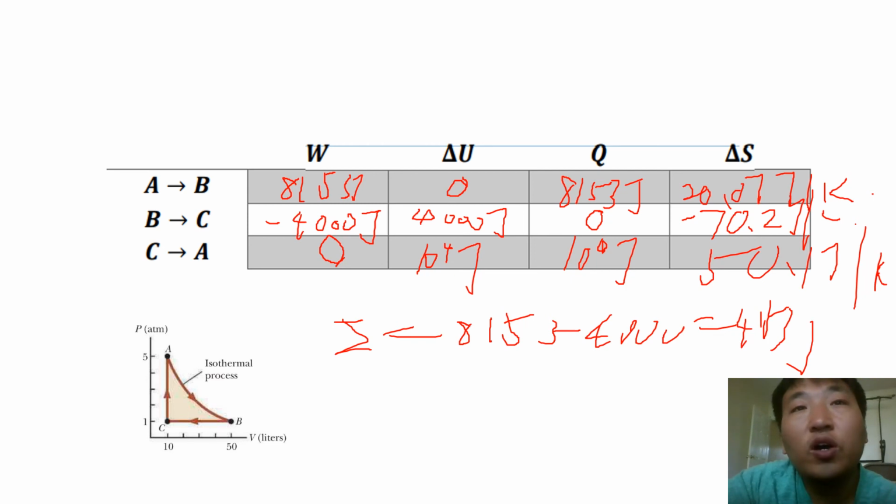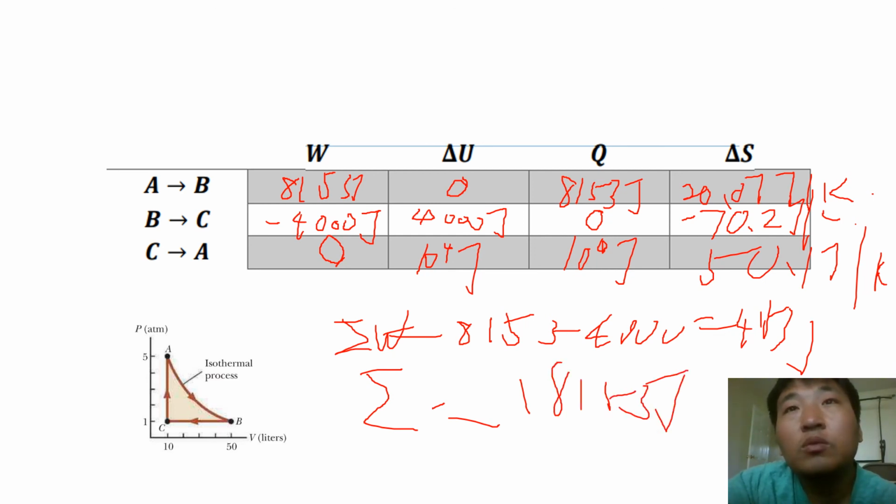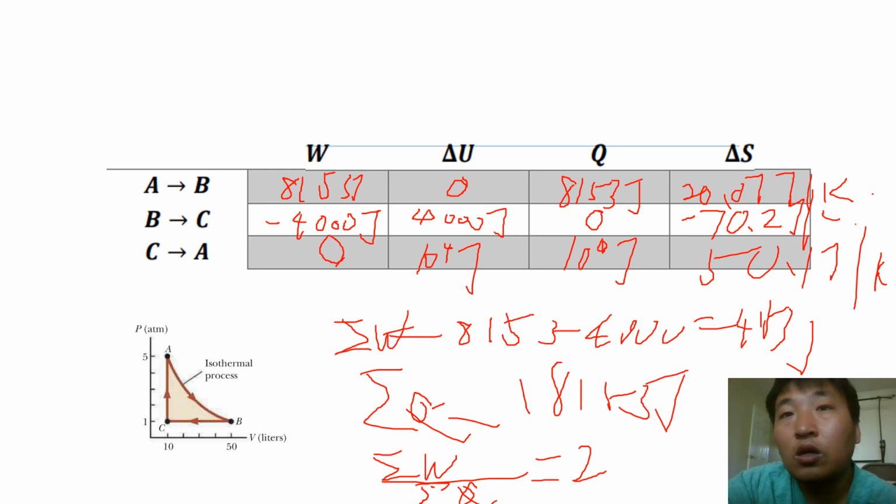And the heat transferred is 18153 joule, just after the calculation. And the efficiency of this system is the sum of the work divided by the sum of the heat transferred into the system. So after calculation, I get 23% efficiency.